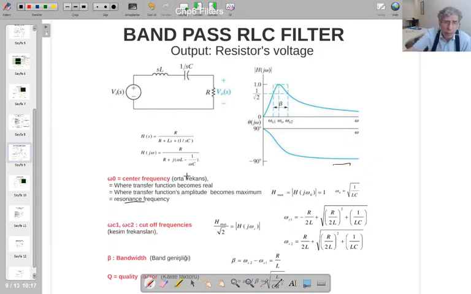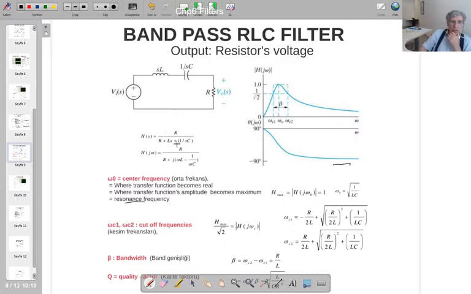So you see here, there is a serial RLC circuit. If you get the output from the resistor, you end up with a band pass filter. This is our claim. We've got to show it now, whether it is a band pass filter or not. In order to see that, we're going to find the transfer function. We know the transfer function directly determines the filter characteristic of the circuit.